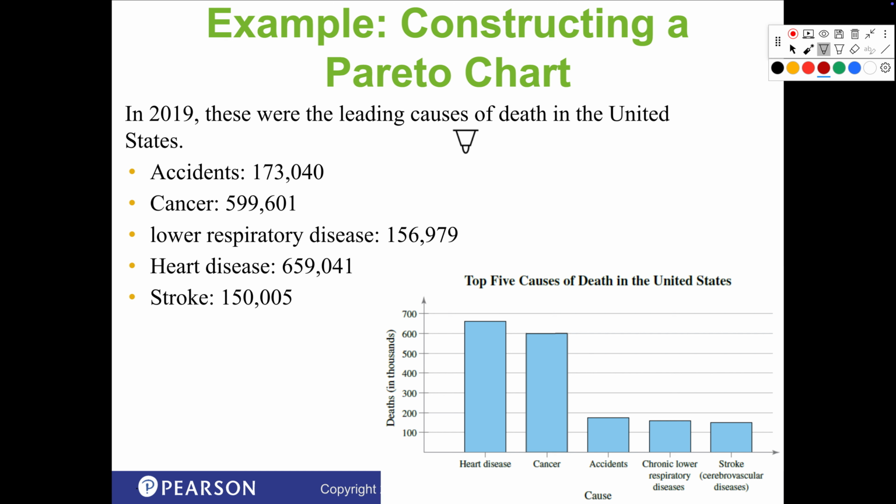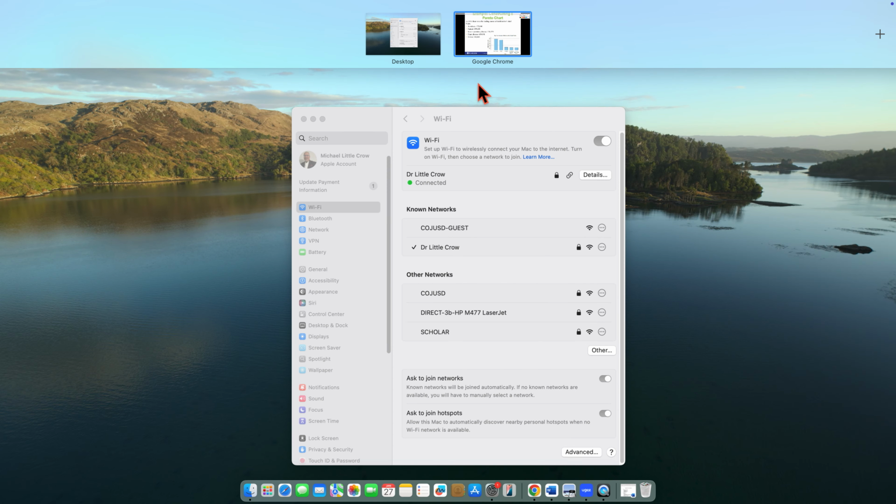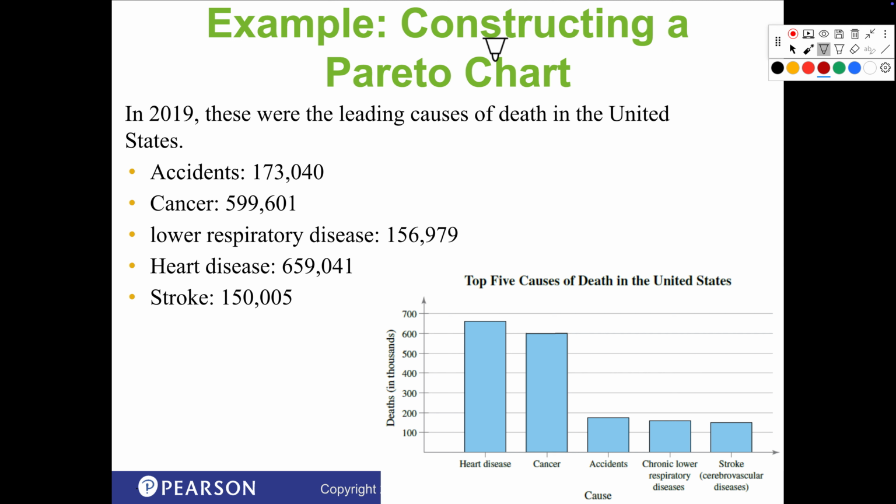Leading causes of death in the United States: accidents, cancer, all of these different causes. The one that is the highest is cancer. No, heart disease, actually. So we put heart disease first, and we draw a graph, a bar that goes up to about 659, and we can just show that picture as we go.